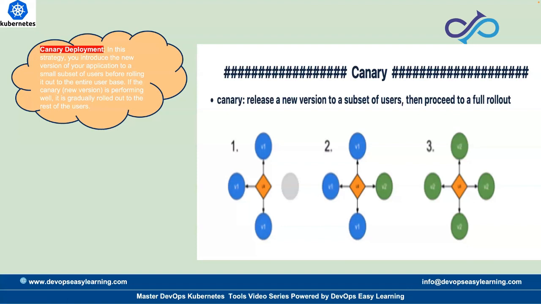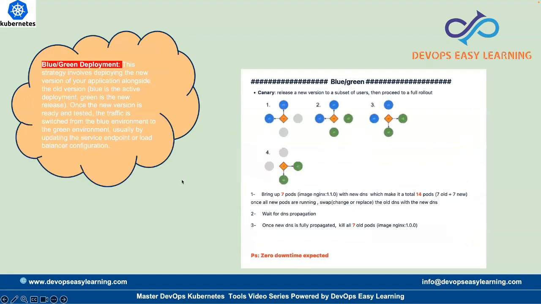Canary is a subset. Another one that is also widely used out there is called blue-green deployment. This strategy involves deploying a new version of your application alongside the old version. Blue is the active deployment, green is the new phase. Once the new version is ready and tested, the traffic is switched from the blue environment to the green environment, usually by updating the service's endpoint or load balancer configuration.